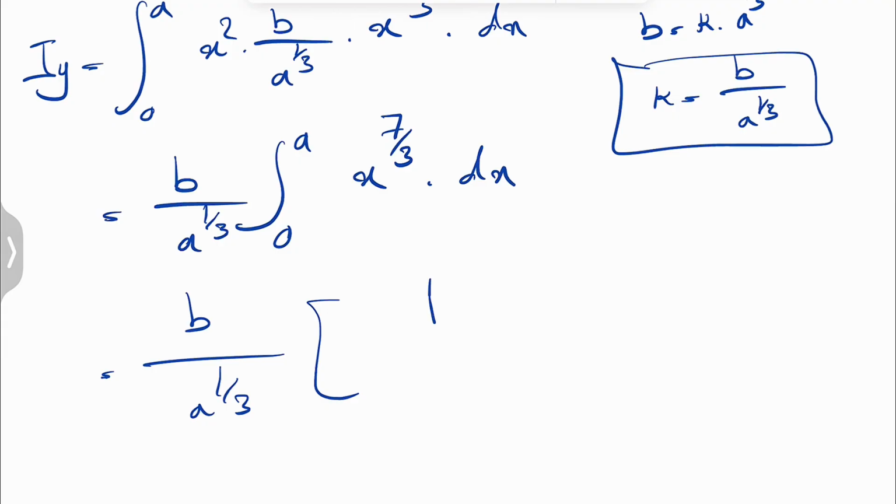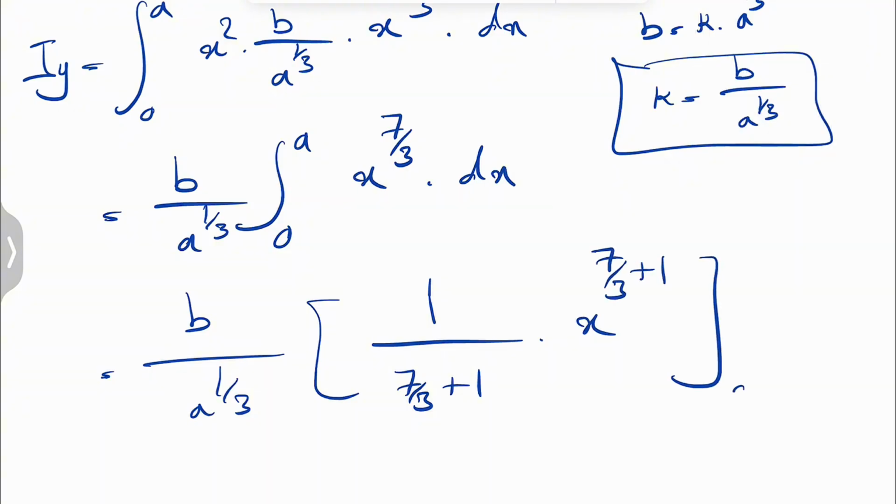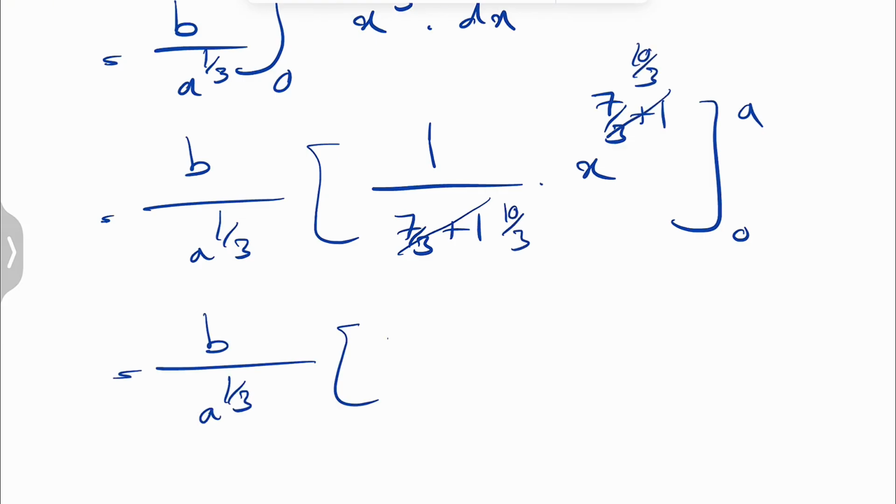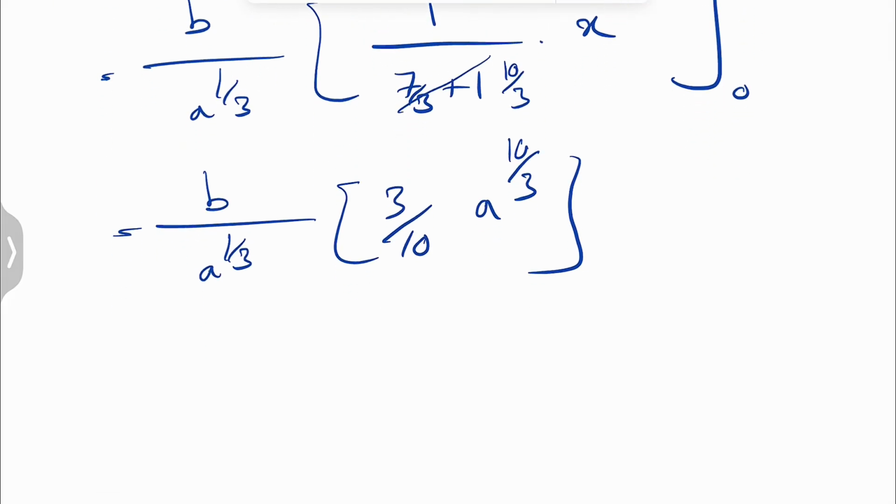This is going to be 1 over (7/3 plus 1) times x to the power of (7/3 plus 1), from 0 to a. So that's 10 over 3, and same in here, 10 over 3. If we put in a, we can bring this to the numerator, so 3/10 of a to the power of 10/3. And if we put in 0, we're going to get 0. And yeah, I'll just make this a little bit simpler.